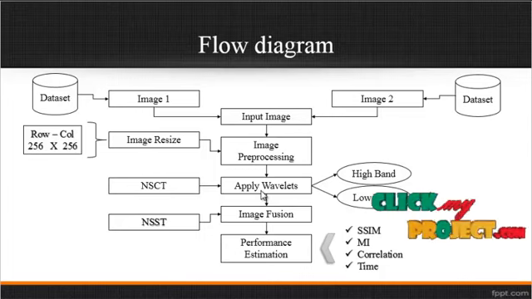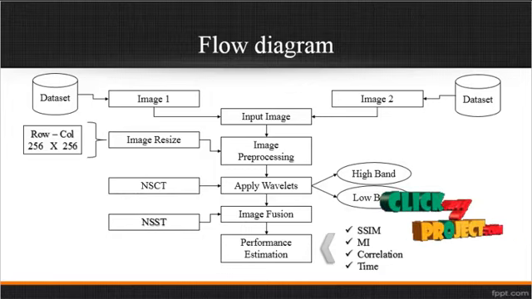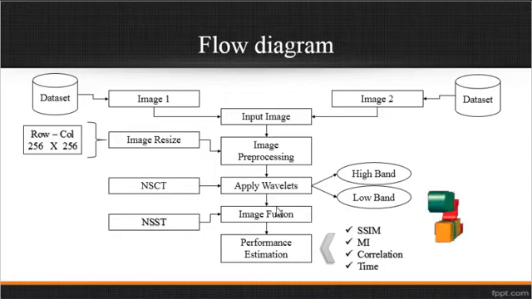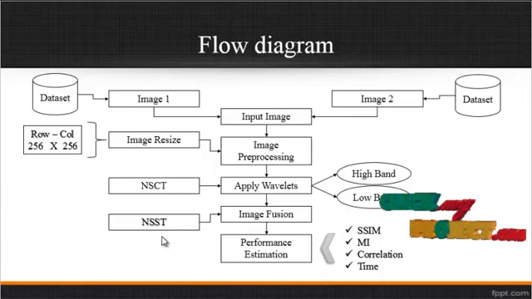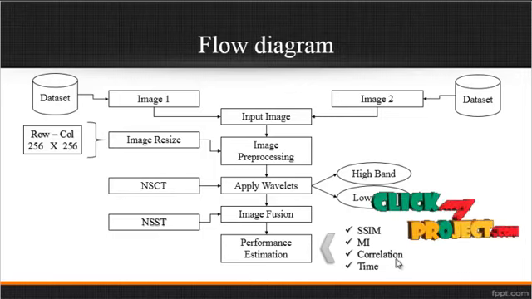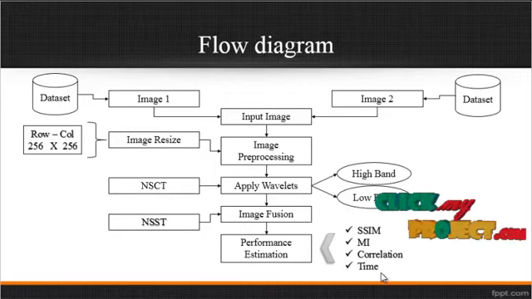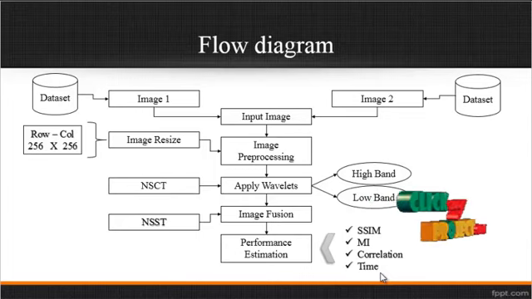After applying the wavelets, the image is subdivided into two bands, that is the high band and the low band. The low band has the higher image quality and the high band has the lower image quality. Hence, we go for the image fusion by means of the NSST algorithm. After the image fusion, the performance is evaluated by means of parameters like SSIM, MI, correlation, entropy and time. Hence, the process was developed as per the flow we have shown here.